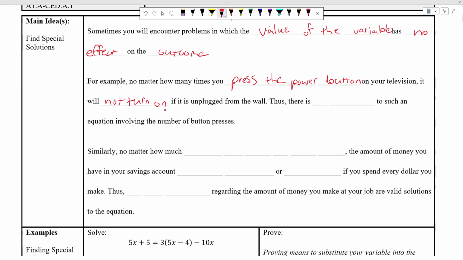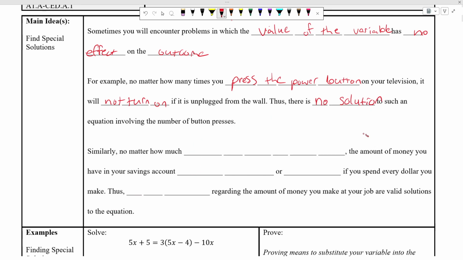So if your variable is the number of button presses that you are pressing on the remote, it matters not how many presses you do. In fact, there will be no solution to such a problem in which you are asked to determine the number of button presses needed to turn on the TV. There will be no solution because there's no electricity. So it doesn't matter. You could press it once or a billion times. It will not matter.